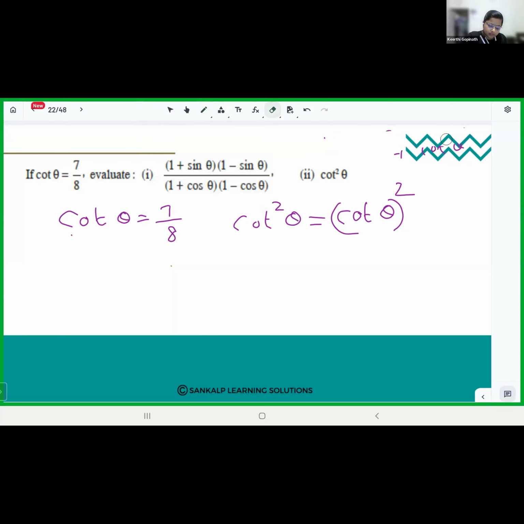All right. So here you have been given cot theta. So how will you find out cot theta the whole square? You just need to square the value, isn't it? 7 by 8 the whole square. So what is 7 square? 7 square is 49. And what is 8 square? 8 square is 64. So what is the value? 49 by 64. Okay. So we have got cot square theta. Now what do we have to find out? We have to solve the first part of the question.